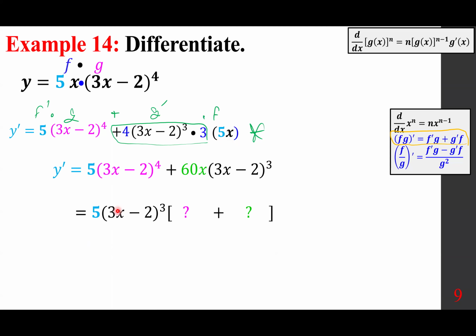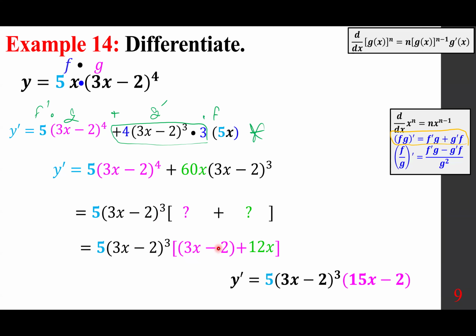So if I divide this one by this one, I end up with 3x - 2 here. And if I divide the second piece by it, 60x divided by 5 gives me 12x. So this remains in the brackets. We can simplify it to 3 and 12, 15x - 2. So y prime, the final answer, would be equal to 5 times (3x - 2) cubed times (15x - 2). This is the final answer.